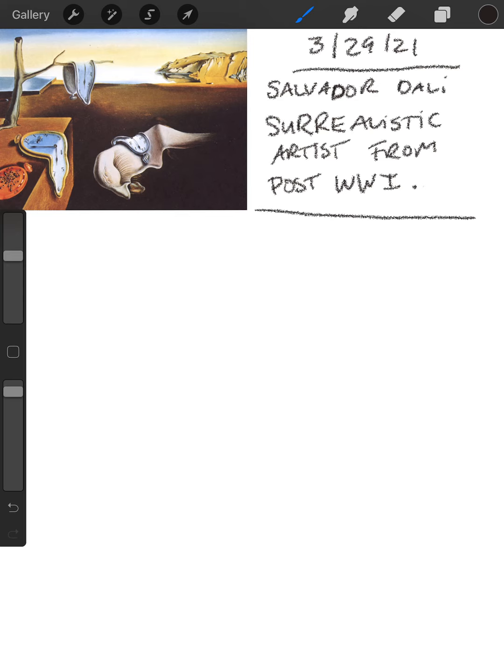The artwork here is called The Persistence of Memory. And I'd like to take a moment right now to consider that title and what do we know about persistence and how does that play with our memories. So I'm going to pause the video and we'll talk about that now.